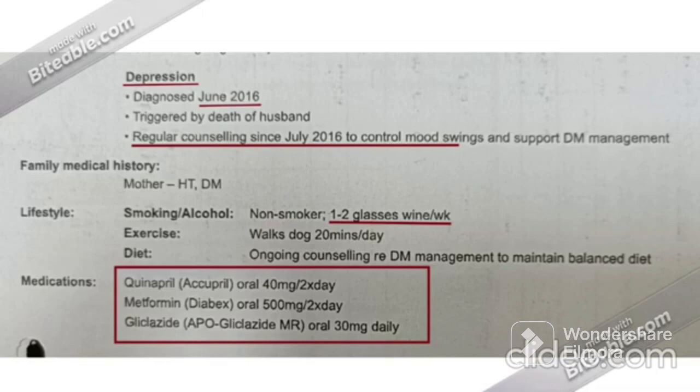These medications are important because we have to write them in the social paragraph. Quinapril oral 40 milligram twice daily. Metformin 500 milligram twice daily.